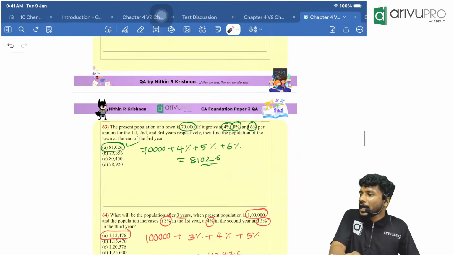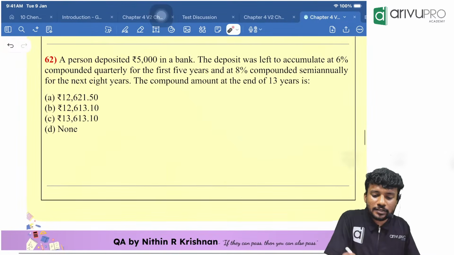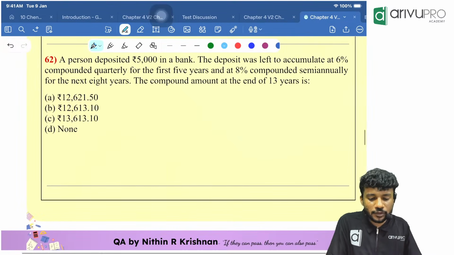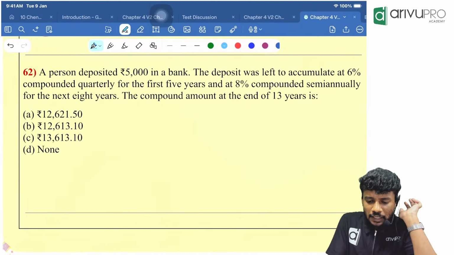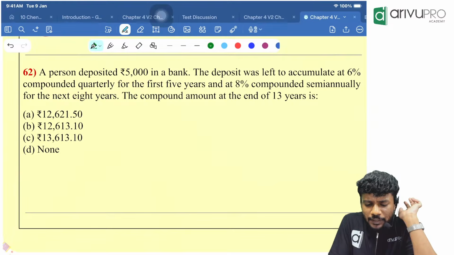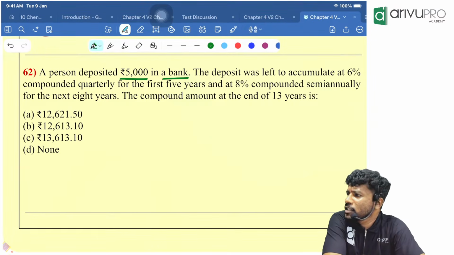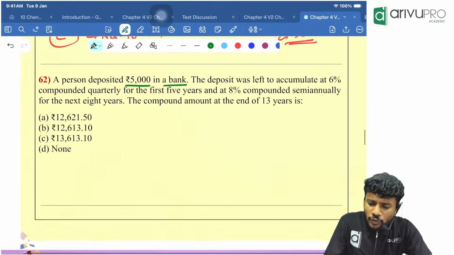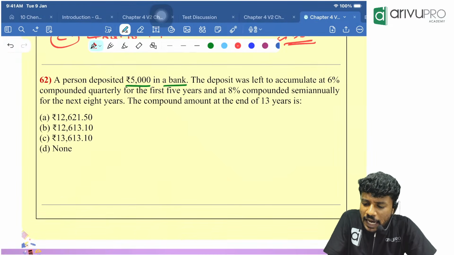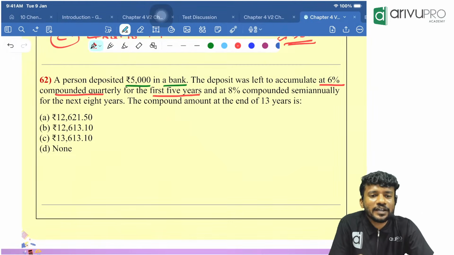With that, I am taking you to the worst question which was asked from this topic till today. What is mentioned? A person deposited 5,000 in a bank. So, how much did the person deposit? The 5,000 he deposited in a bank. The deposit was left to accumulate at 6% compounded quarterly for the first 5 years.